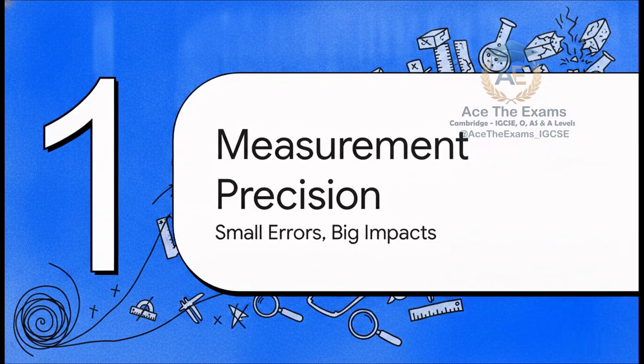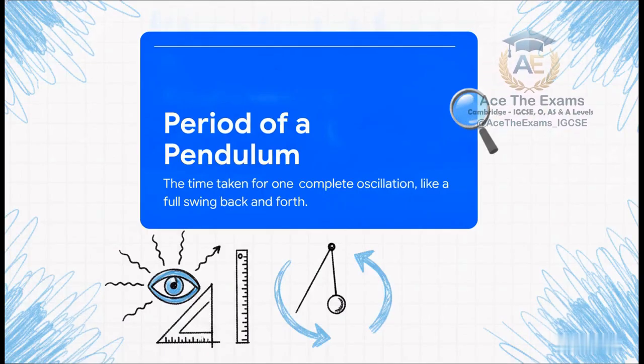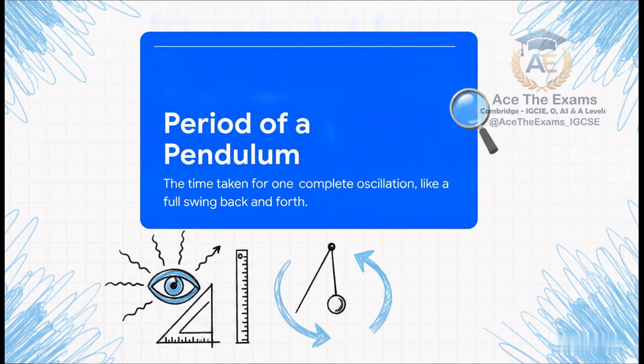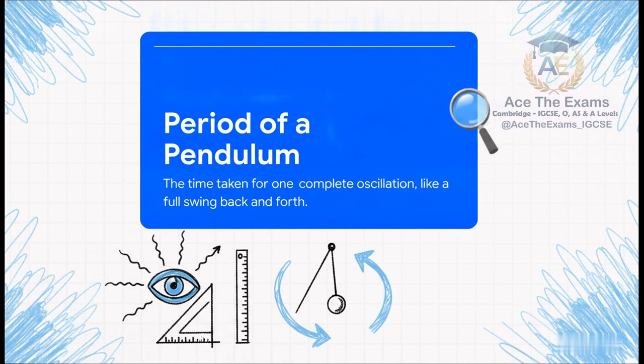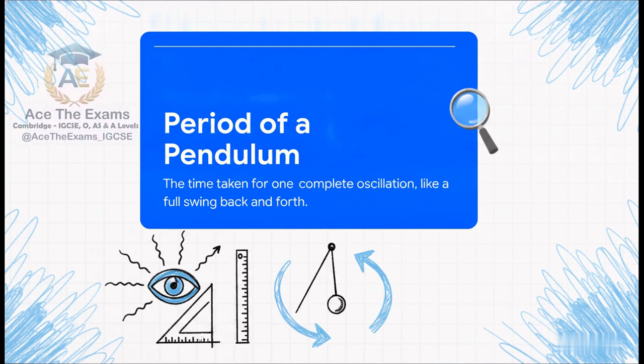All right, let's get into the lab. Okay, so if your foundational data is flawed, your entire experiment just collapses, like a house of cards. Take the classic pendulum experiment. The very first thing we absolutely must understand is the period.